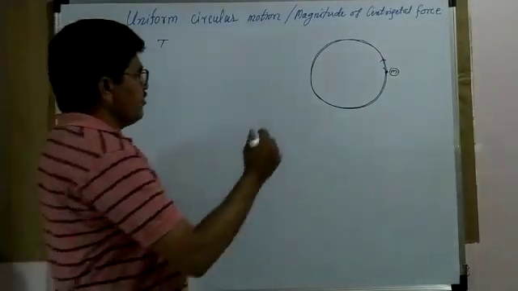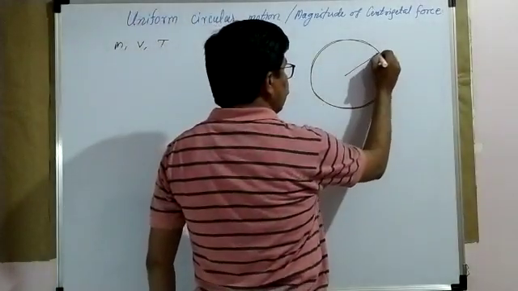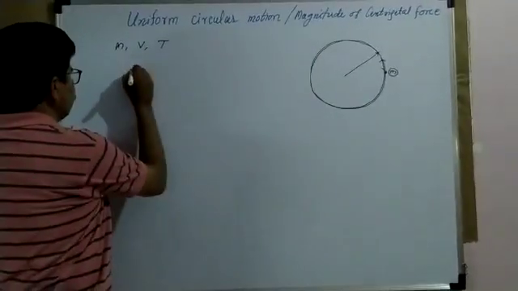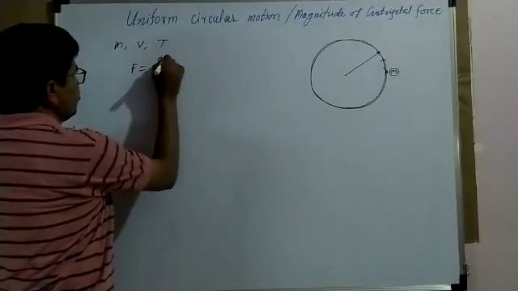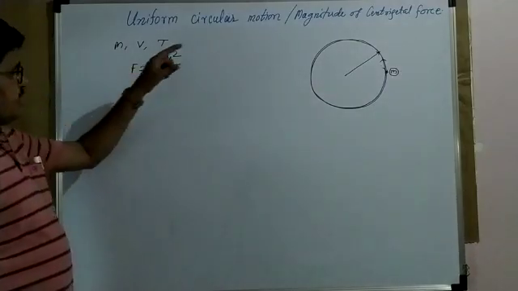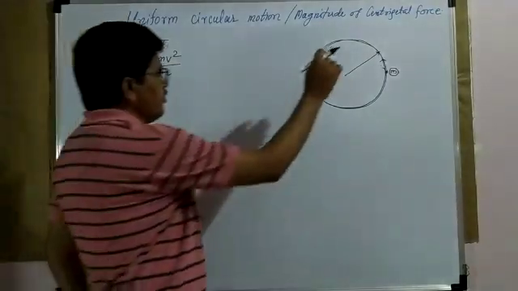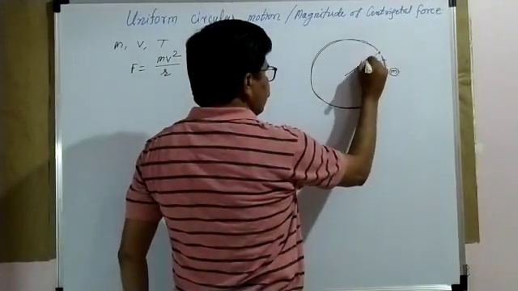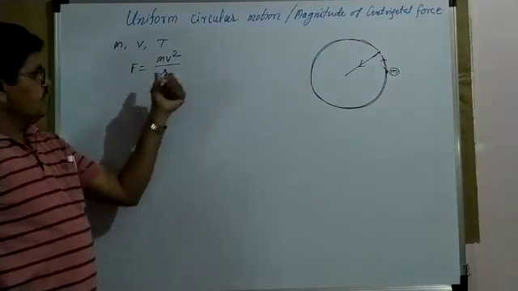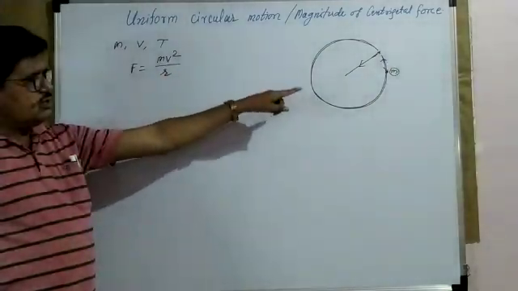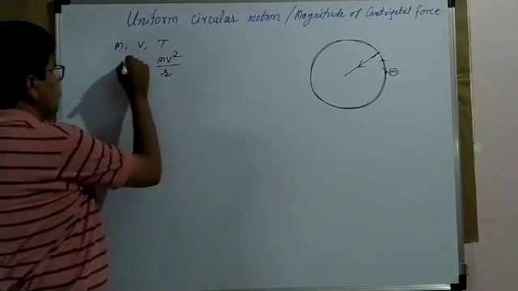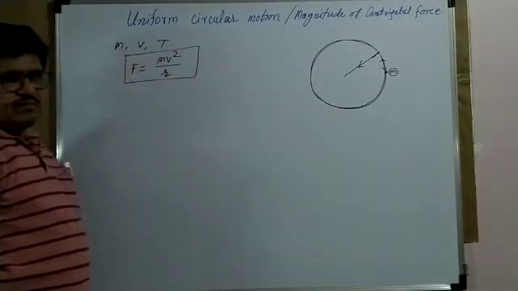That means how much centripetal force acts on that object. That object is moving with a uniform circular motion, and that is F equal to mv square by r, where m is the mass of that object which is moving along the circumference of a circle, v is the speed of that object, and r is the radius of that circle. That is nothing but the centripetal force acting on that object.